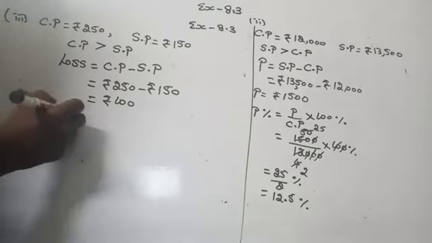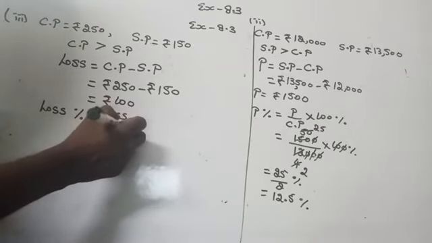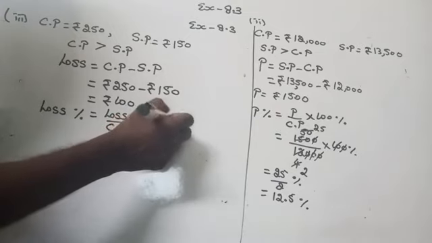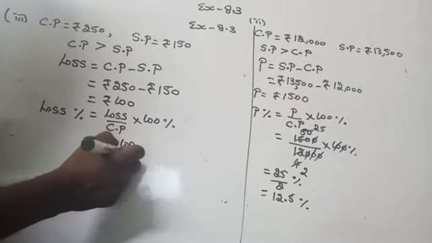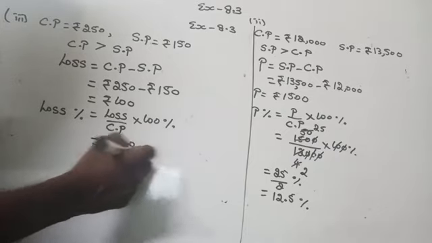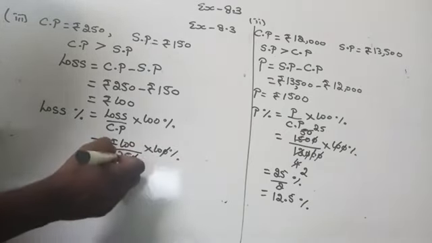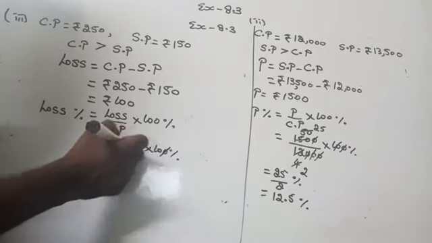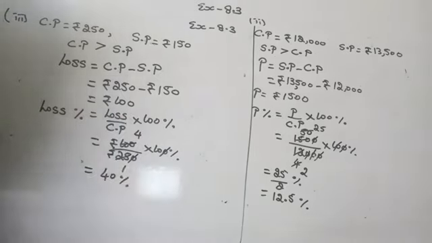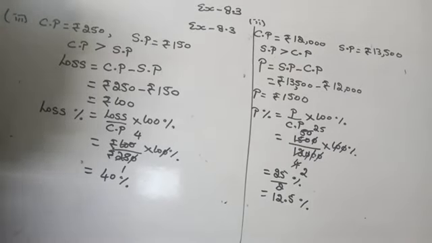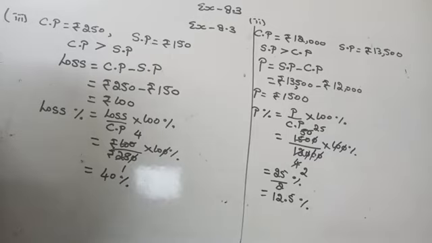Then loss percentage. Loss percentage means what? Loss by CP into 100 percentage. So what is loss? Rupees 100. Cost price is 250, into 100 percentage. Strike out zero, zero. Then 125 is 25, 425 is 100, 4 into 10. So they incurred 40 percentage loss. Are you getting it here? Yes. Shall we move to the next question?